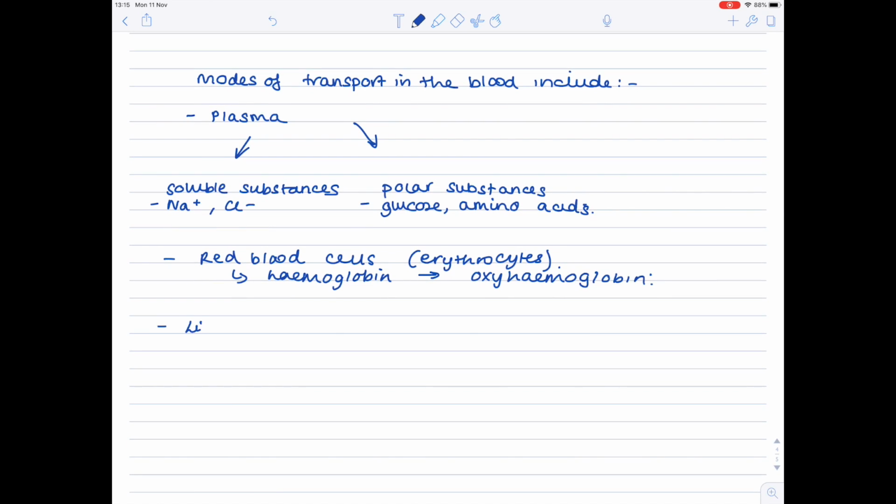Lastly, we need to talk about lipoproteins. Now, cholesterol and fats are both nonpolar, so again, they won't be transported readily in the plasma. So instead, they're transported in small droplets known as lipoproteins, and you find that the cholesterol and fats are coated by a layer of phospholipids and proteins, and that actually aids their transport within the blood.